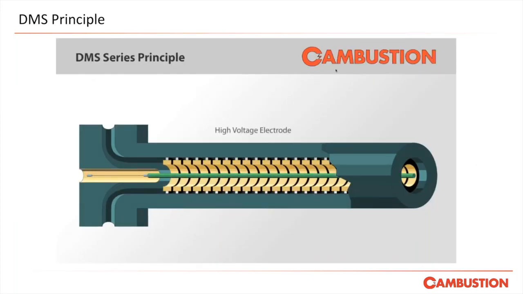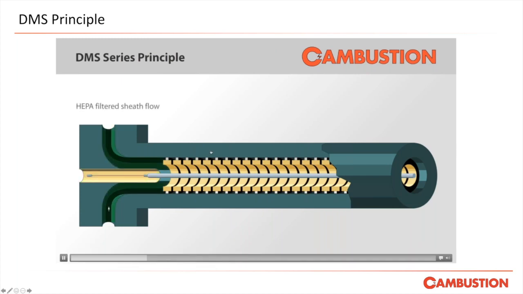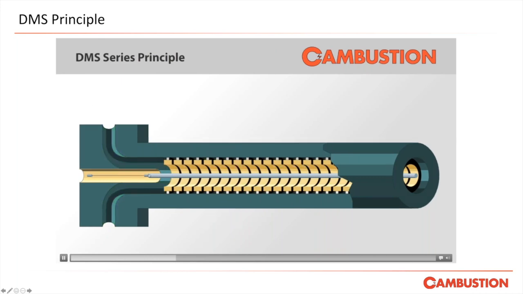Here's an animation on the principle of the DMS500. There is a classification column. In the actual DMS500, this is up and down. For convenience, we've put this horizontally. So there's a column with a classification area and a charger.